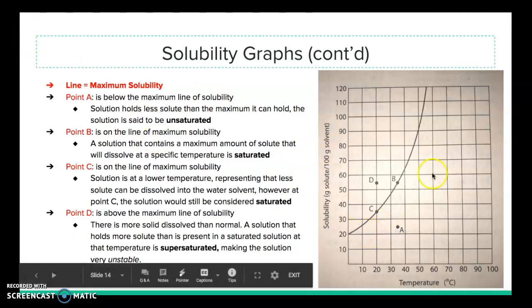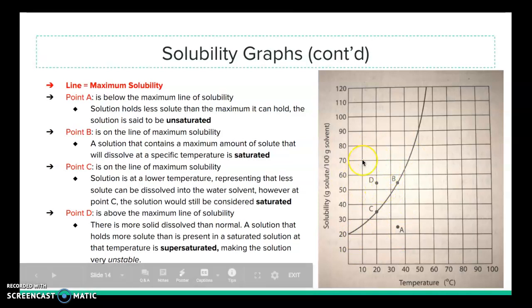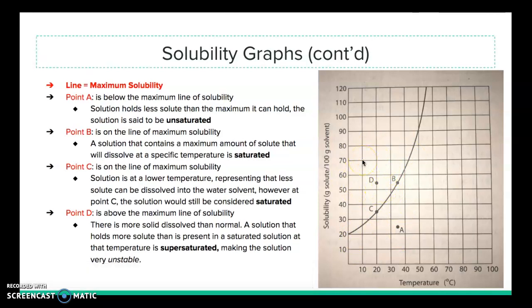So given the data in a problem, anything below our maximum solubility line is going to be unsaturated. Any point found on the line is going to be saturated, and any point found above the line is going to be supersaturated.